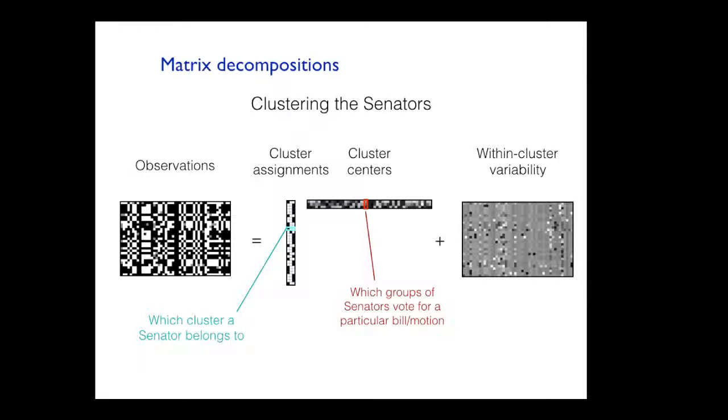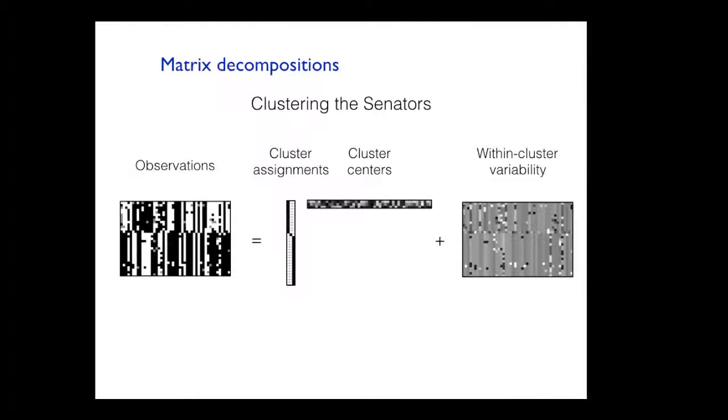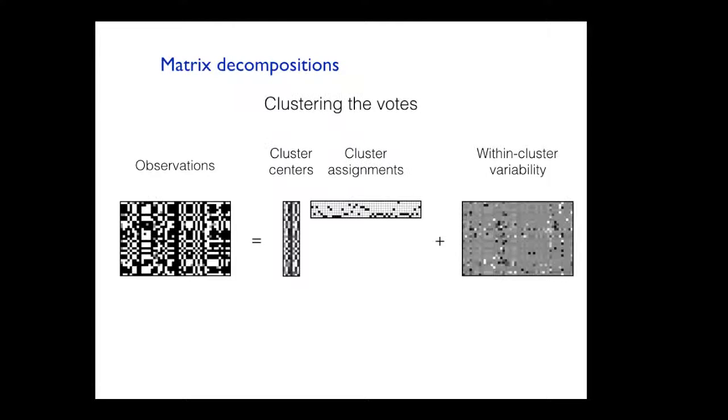And so if we take the original matrix and sort the rows according to the learned clusters, then that reveals a certain structure in the original data. But alternatively, rather than clustering the rows, we might cluster the columns, cluster the votes. And this results in a different decomposition. It's a product of a real-valued matrix for the cluster centers times a binary matrix for the cluster assignments. And we can read off different things from this representation.